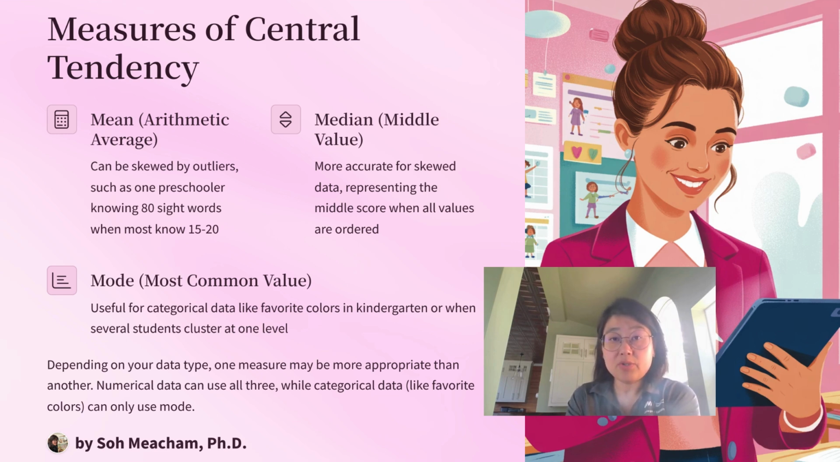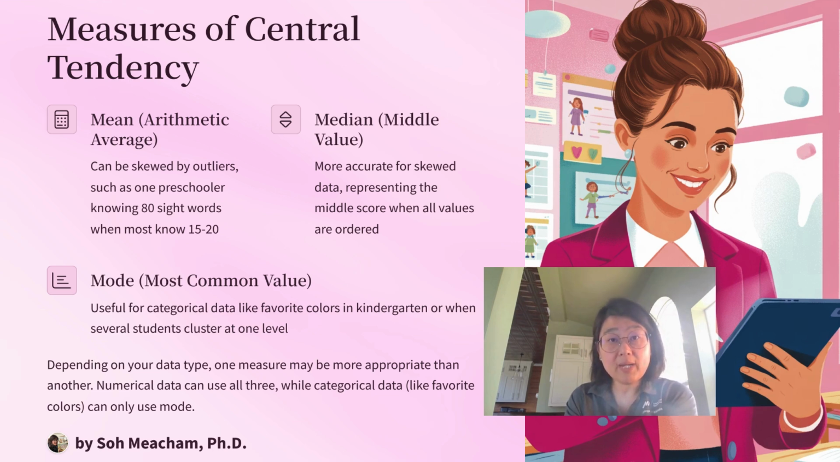The mean, also known as the arithmetic average, would be pulled up by that one high number. The median, however, which is the middle score when all scores are lined up in order, would give a more accurate picture of what is typical for most students in the group. The mode, which is the most frequently occurring score, might help you see if several students are clustered around a certain level. Maybe five of them know exactly 18 words. In that case, 18 would be the mode.